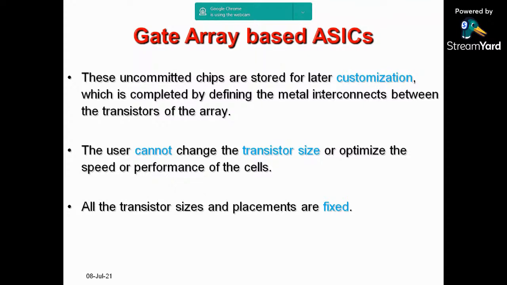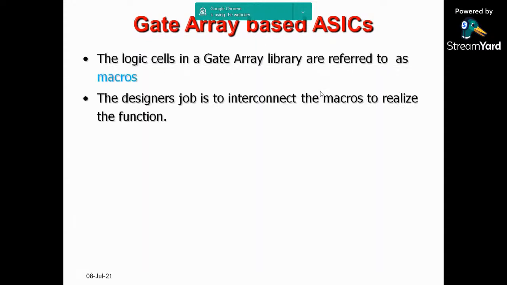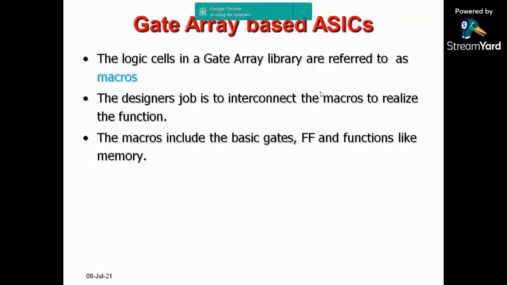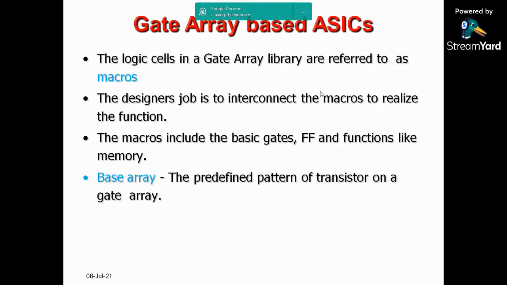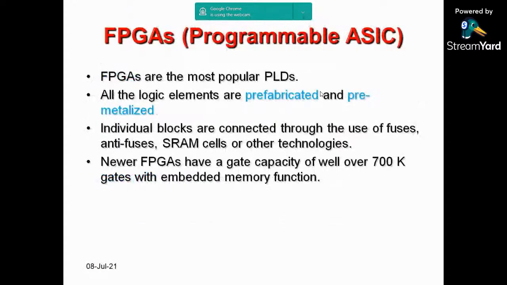See, in full custom, everything is customized. Semi-custom is partially customized. In a gate array, only the interconnects are customized. Otherwise, everything is done for you. I told you, gate arrays can be a fixed gate array, or you can have a macro cell, which can be already fabricated, everything in a gate array based IC. I'll be leaving the slides with you, you can follow. Anyway, next is the programmable ASIC.